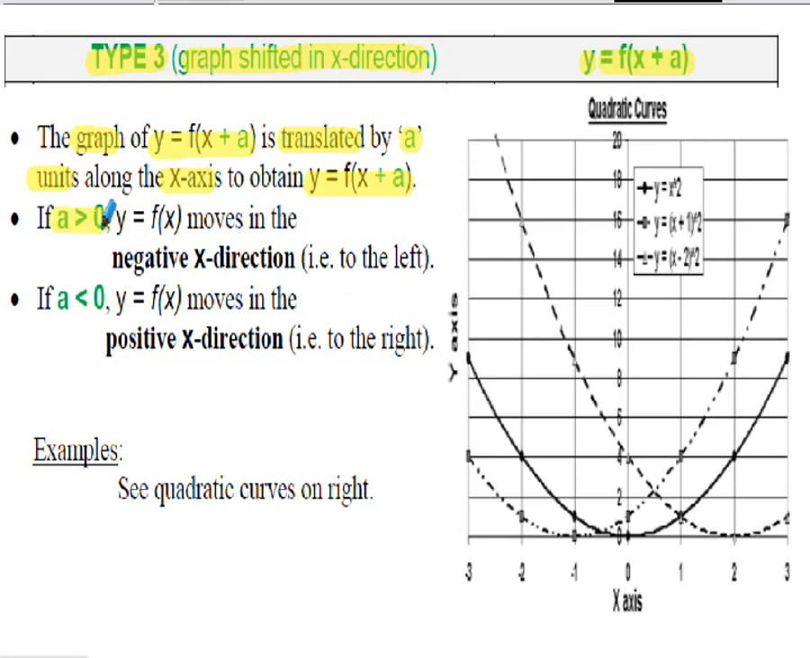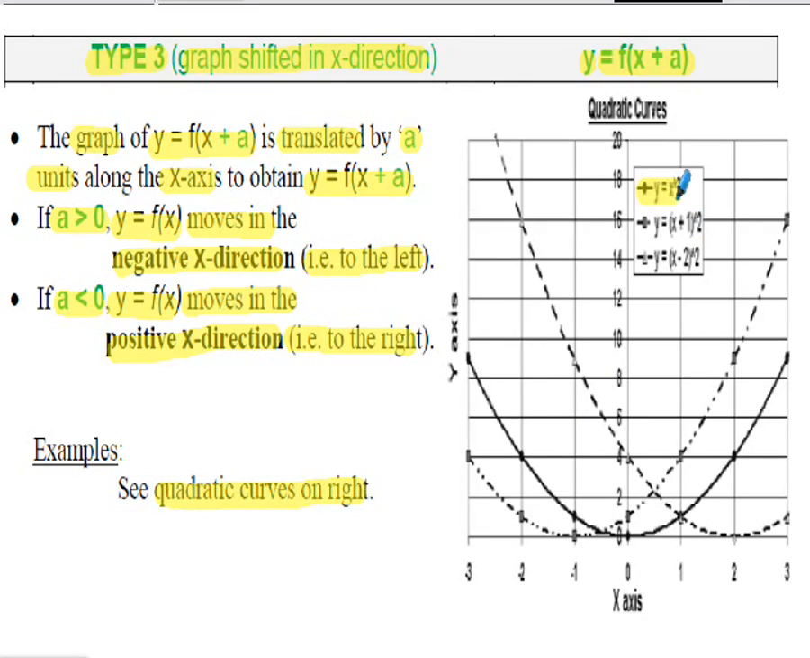If the a is greater than 0, then the y is equal to the function of x moves in the negative x direction, i.e. to the left. If the a is less than 0, then y is equal to the function of x moves in the positive x direction, i.e. to the right. Some quadratic curves are shown on the right.